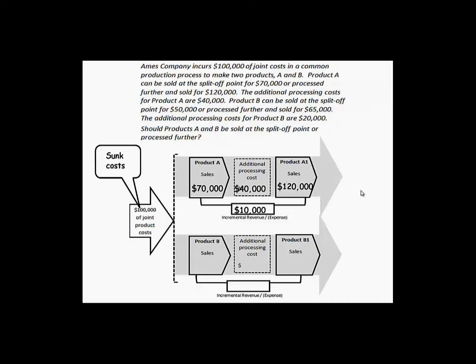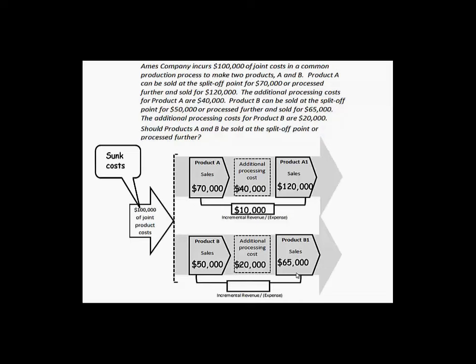Now, in the case of product B, the product can be sold off at the split-off point for $50,000, and it can be processed further and then sold for $65,000. So the incremental revenues that we're going to achieve will be $65,000 minus $50,000, so we'll have incremental revenues of $15,000. But we also have to subtract out the incremental cost of processing product B into product B1. In this case, the additional processing costs for product B are $20,000.